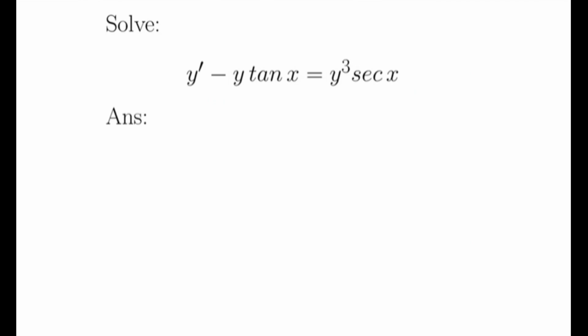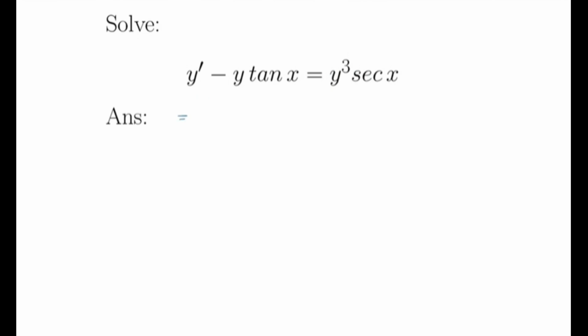In this video, we'll solve the following differential equation: y prime minus y tan x is equal to y cube sec x. Note that this is a Bernoulli differential equation because of this extra term y cube. So how to solve this kind of equation? We'll divide both sides by this extra term.